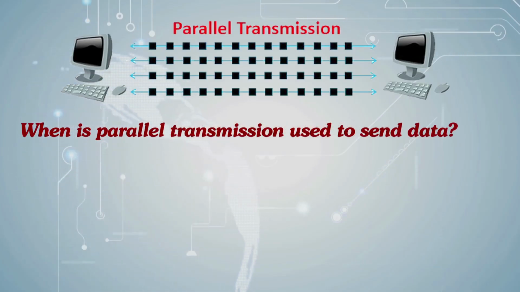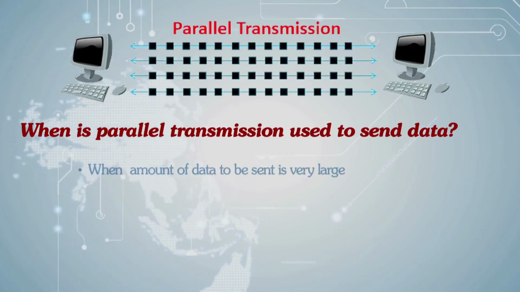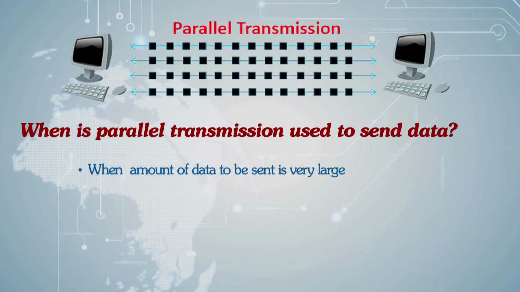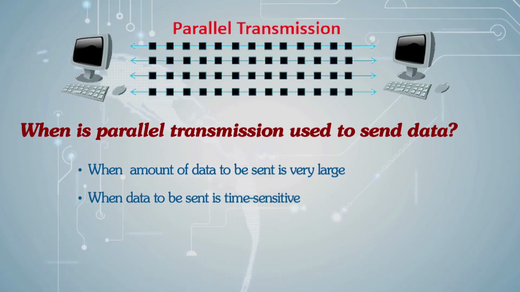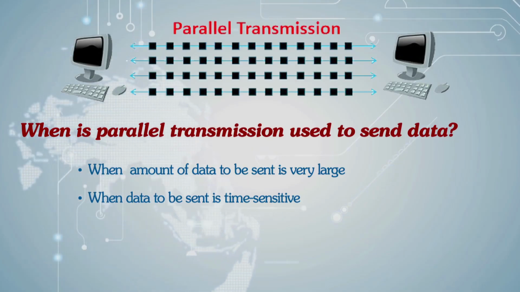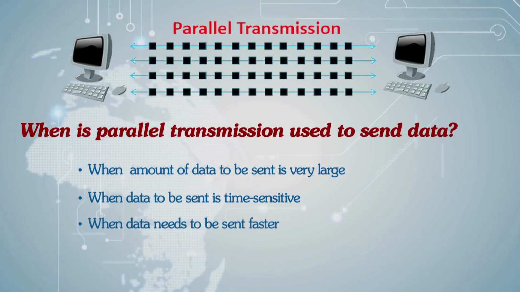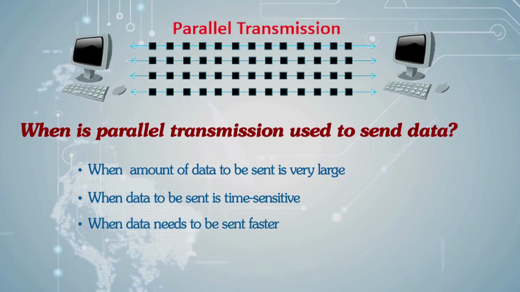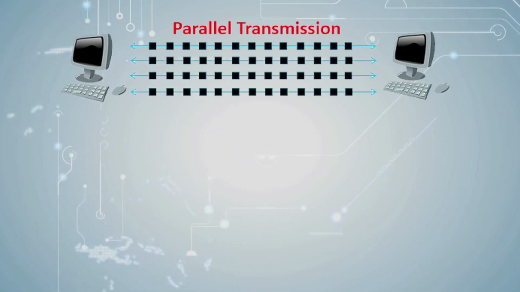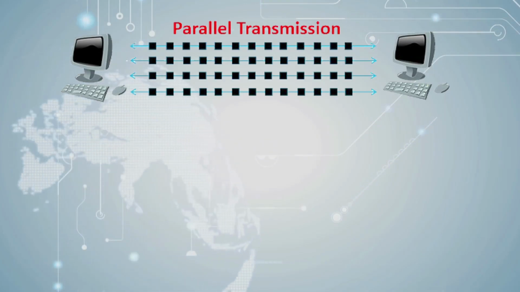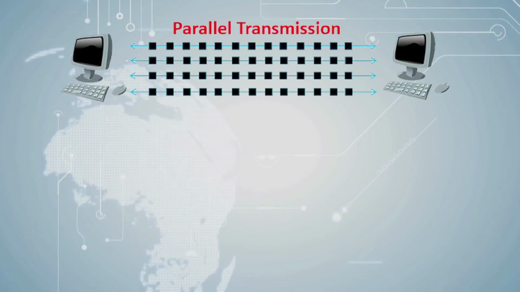When is parallel transmission used to send data? As we explained, when the amount of data to be sent is very large, when the data is time sensitive, meaning it has to reach the destination within a certain time frame, and when data needs to be sent very fast. Now one example to understand where we use this kind of transmission.